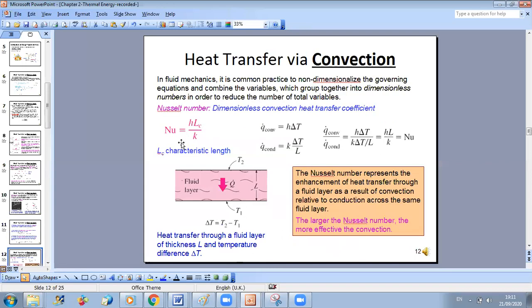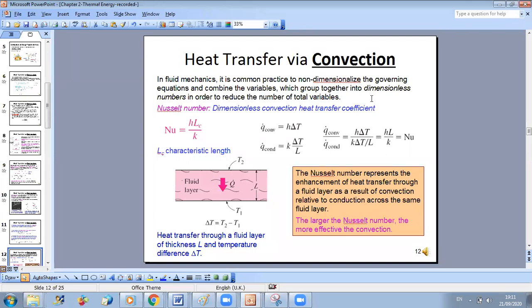Okay. Now, in this small problem, we will see how we can introduce empirical relations into the calculation of H. In fluid mechanics, it is common practice to non-dimensionalize the governing equations and combine variables which group together into dimensionless numbers in order to reduce the total number of variables. Let me explain in other terms what that means. We said that H is determined by experiments to get empirical relations that can be used, okay?